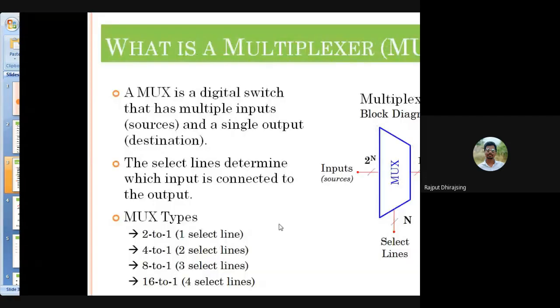Now see, for this mux, which has many inputs and only one output. When we are using a 2 is to 1 mux, only one select line is there. When we are using a 4 is to 1 mux, two select lines are available. When we are using an 8 is to 1 mux, three select lines are available. So we can design a 16 is to 1 mux or 8 is to 1 mux by using 2 is to 1 mux also.